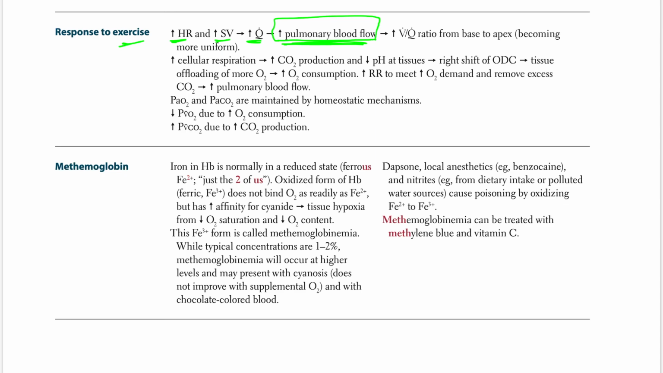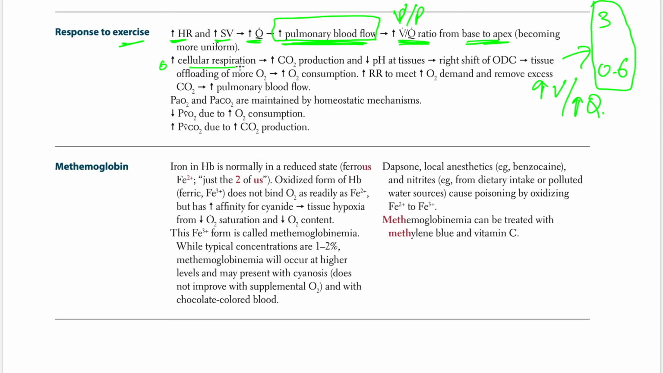That will lead to an increase in VQ ratios, the ventilation perfusion ratio, from base to apex becoming more uniform. And if you recall, what was the VQ in the base and the apex? In the apex you had a VQ of 3, and in the base you had 0.6. So now they're saying it's going to become more uniform because V is also increasing and Q is also increasing. So everything will become uniform here.